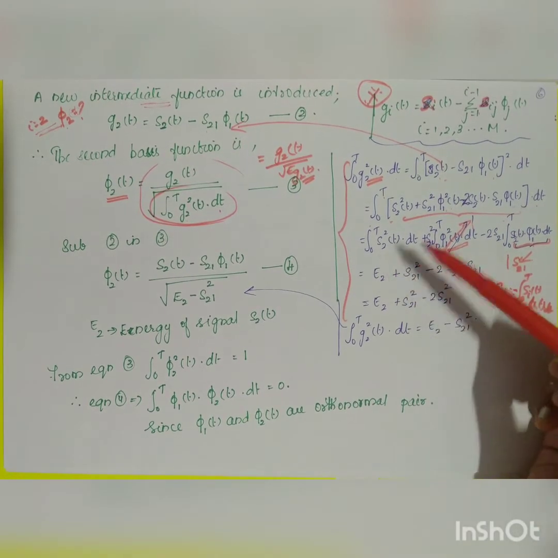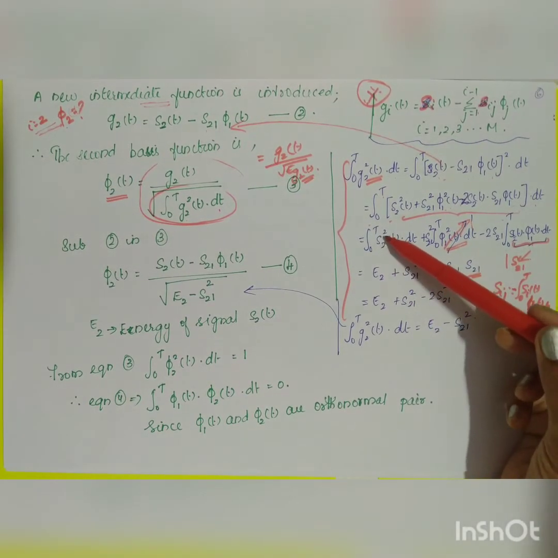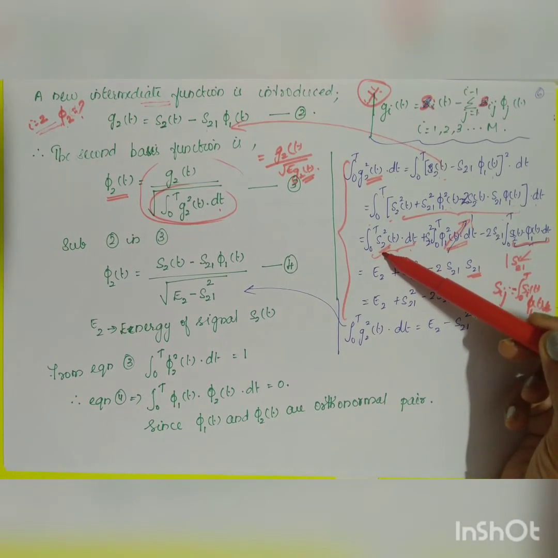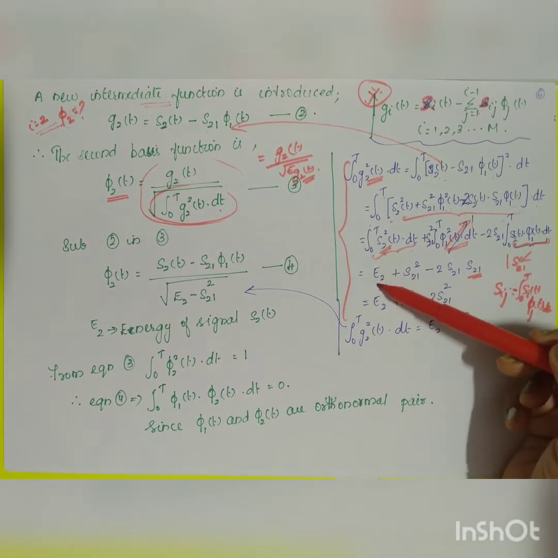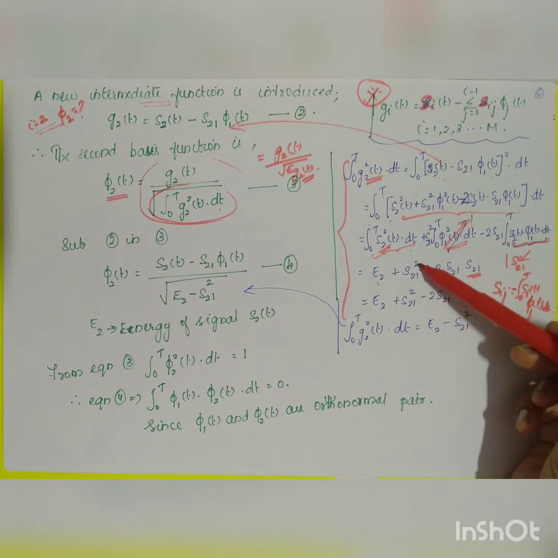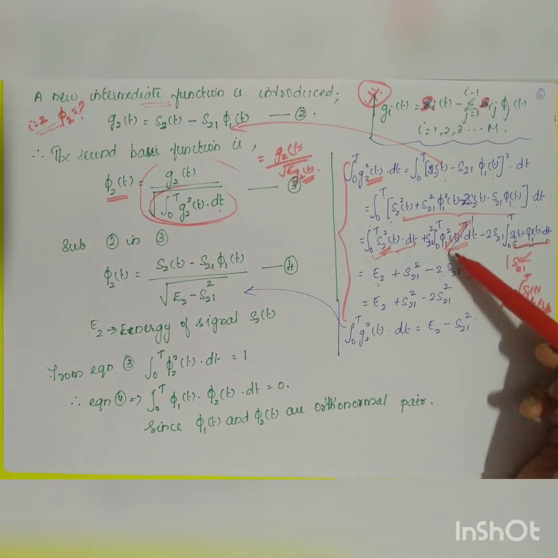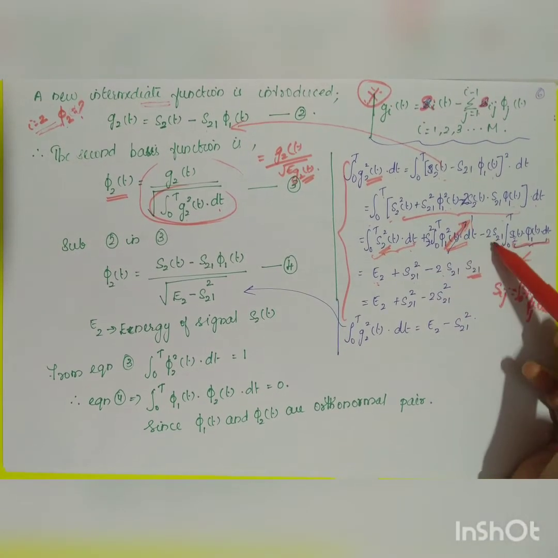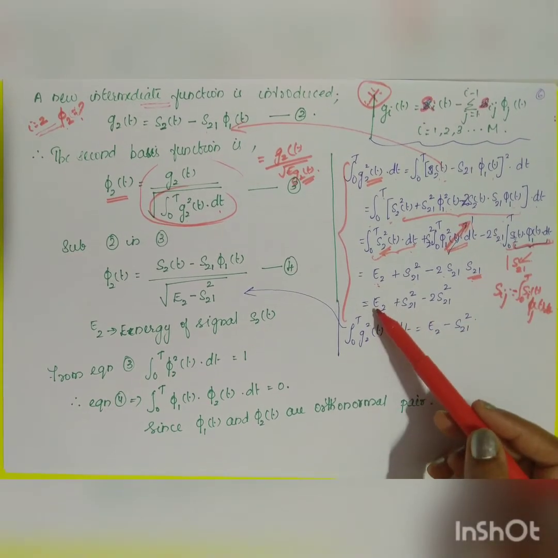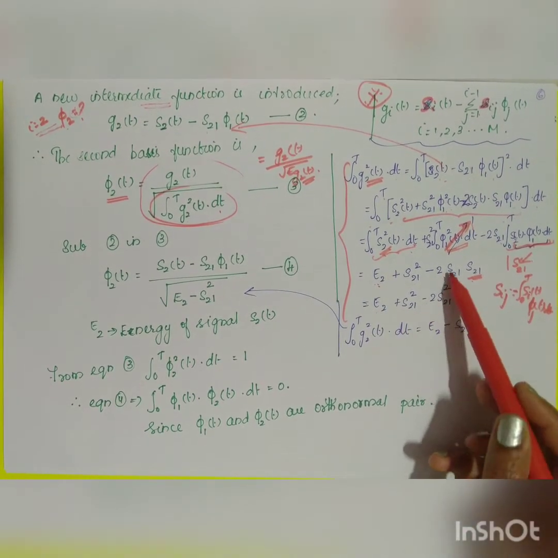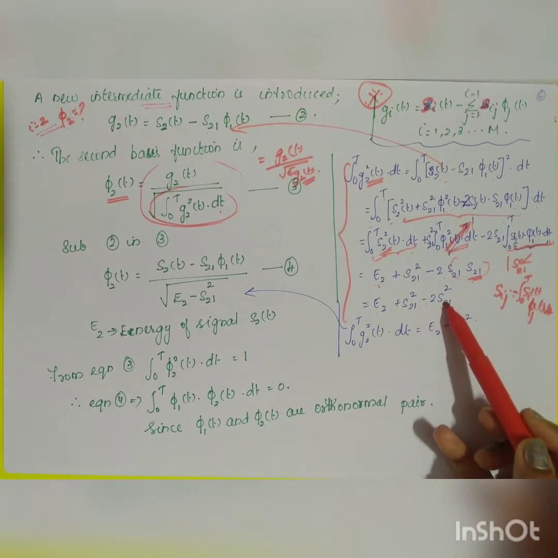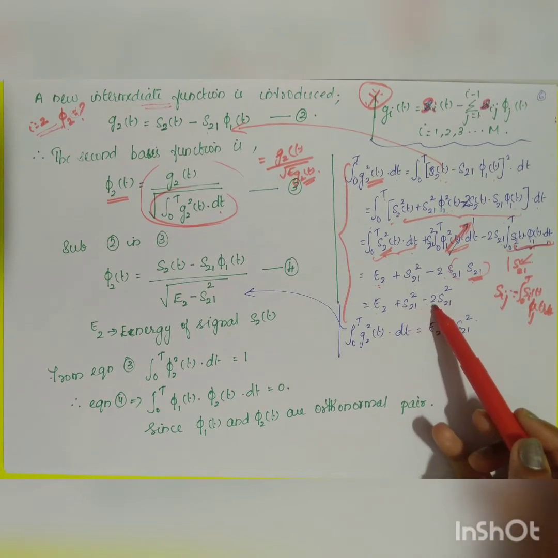So you will be getting here the integral from 0 to T of S2 squared of t dt. What will this be? It is your energy of the signal S2, right? So I can write it as E2, plus S21 squared, minus 2 into, because this is equal to 1, so 2 into S21, and this I have replaced by S21. So what will be the value? E2 plus S21 squared minus 2 into S21 squared. Minus 2 S21 squared plus S21 squared, you will be getting S21 squared.